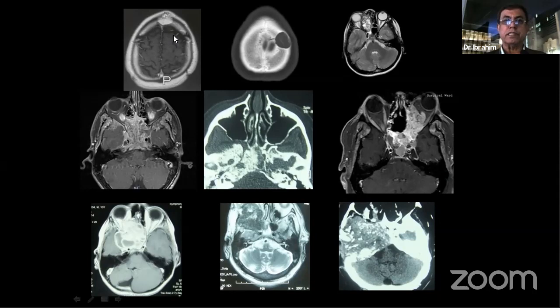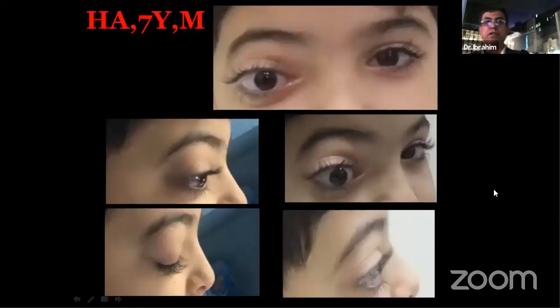These are all cases of mine, mostly concentrated in the sphenoid, orbit, ethmoid, etc. I selected one case for you. This boy, 7 years old from Iraq, came with this proptosis. You can see the deviation, not only proptosis, but the eye is pushed downwards.